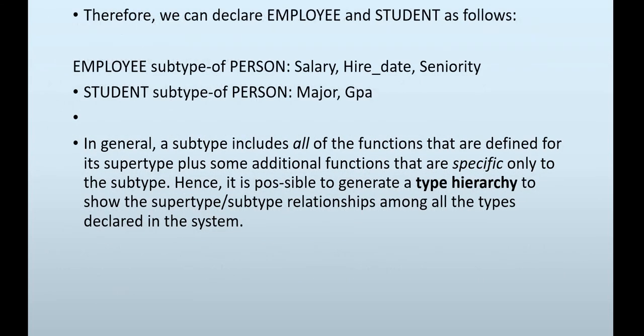We can declare employee and student as follows, right? In general, a subtype includes all of the functions that are defined for its supertype plus some additional functions that are specific only to the subtype. Hence, it is possible to generate a type hierarchy to show the supertype and subtype relationship among all these types declared in the system. Or we can say, in other words, that a type hierarchy is influenced by the relationship between a supertype and its subtypes.